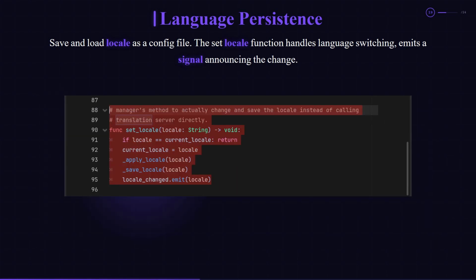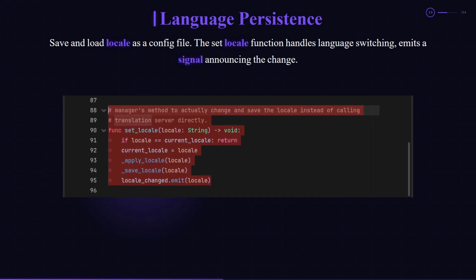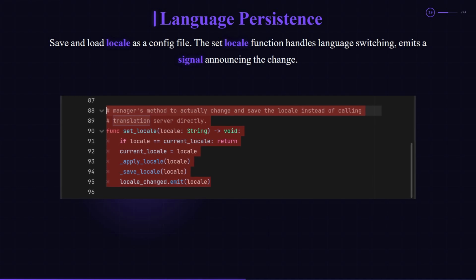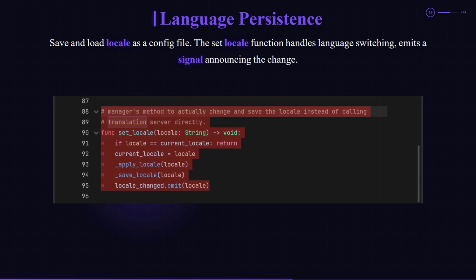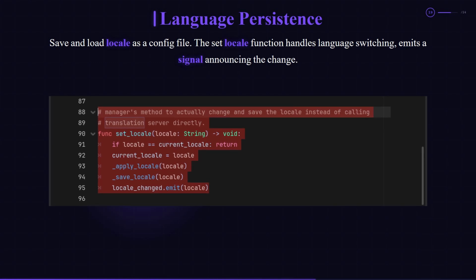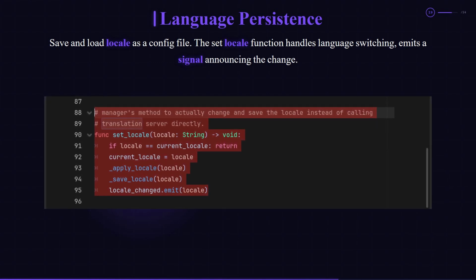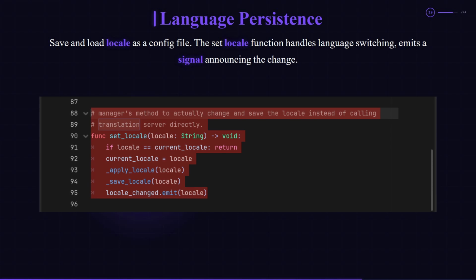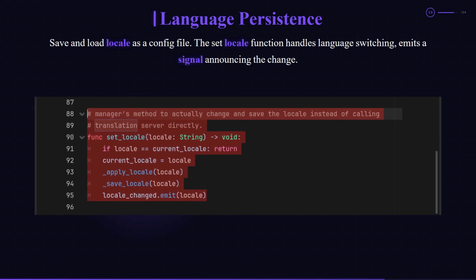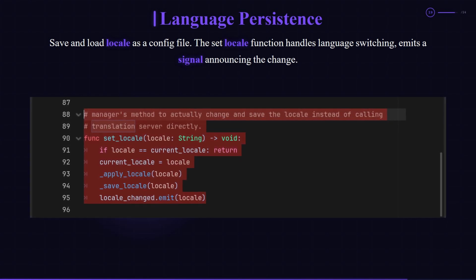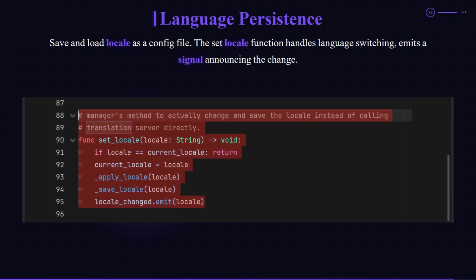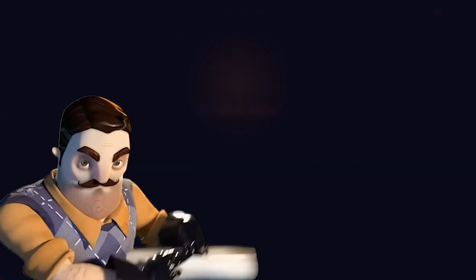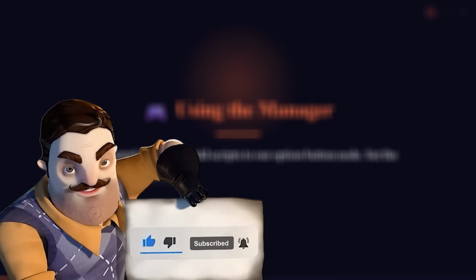The set locale function is responsible for language switching. First, it checks if the newly set locale is the same as the current locale. If it is, the function just returns. If it isn't, it updates the current locale to the new locale, applies it to the game, saves it as a configuration file, and emits a signal announcing that the language has been changed. Basically, this script acts as the bridge between the game and Godot's built-in translation server.